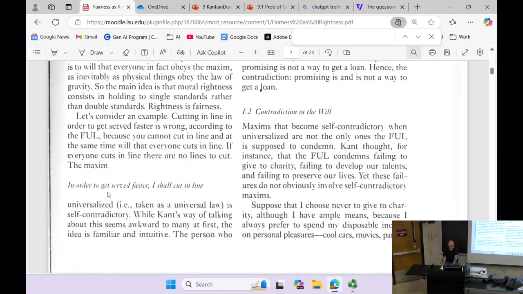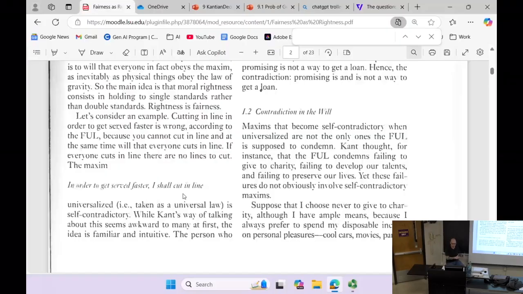In order to get served faster, I will cut in line, or maybe in order to get served faster so I can see the movie with my friends, I'll cut in line, but it's going to have to be something pretty close to that, right? The second version of it, universalized, is: in order to get served faster, everyone cuts in line, right? So the idea of the practice of forming lines to get served is endorsed, and the practice of violating that practice is also endorsed, so we get a contradiction. So what does that mean about the morality of cutting in line? Impermissible, right, or prohibited.